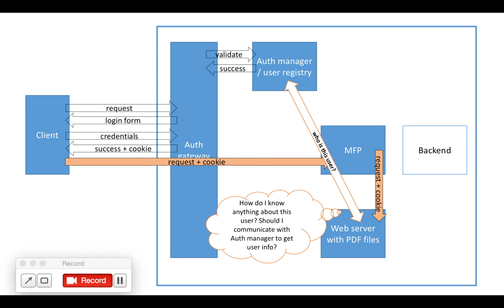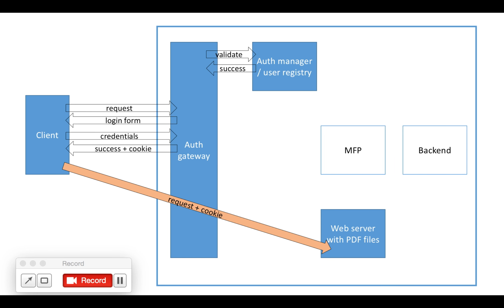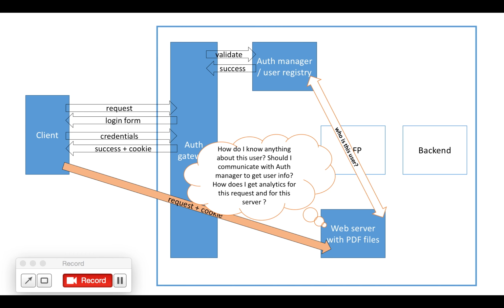And again, how does that web server, which might be a brand new one, know anything about the user that's trying to communicate with it? Does it need to go to the Authentication Manager and User Registry and ask who this user is, or how does it work? How does it know anything about that user? Another option is the client making requests directly to that web server. And the request, of course, contains the cookie, that authentication cookie. But in this case, we have the same questions. How does that web server know what this cookie means?